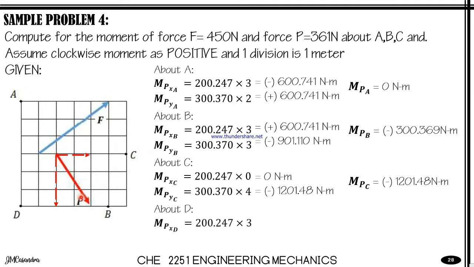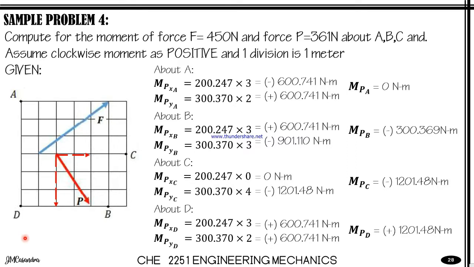And lastly, about point D, our moment now caused by the x component will be 200 times 3. And for the y component, it is 300 times 2, giving us both 600.741 newtons. So, both will be a positive direction or a clockwise direction. So, the total moment of force P about point D is equal to positive 1201.48 Newton meter.